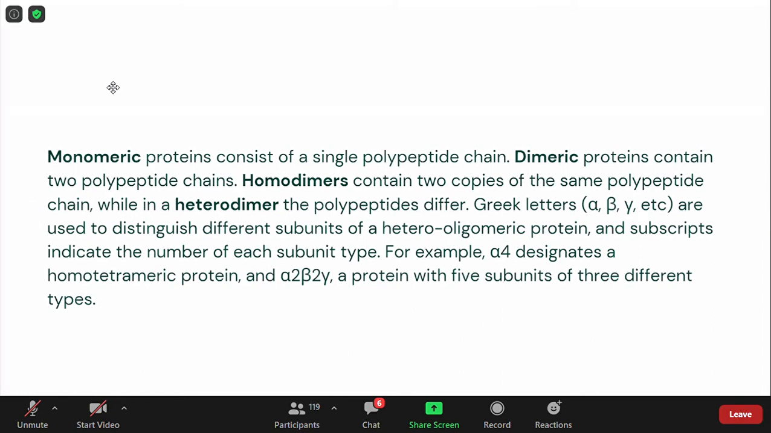Like for example, in hemoglobin, the protein portion there is globin. There are two kinds of subunits or polypeptides, alpha and beta. But there are two alphas and two betas. So a homodimer of alpha and a homodimer of beta. Since there are four subunits, it is called tetramer. Get it? Yeah.